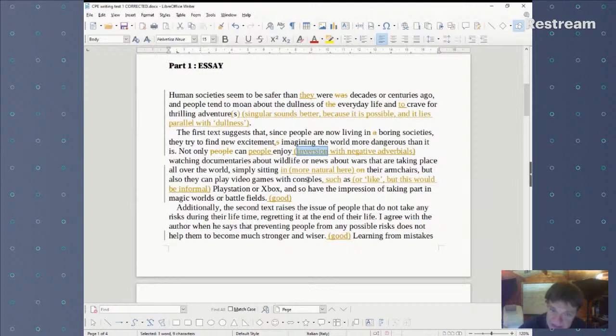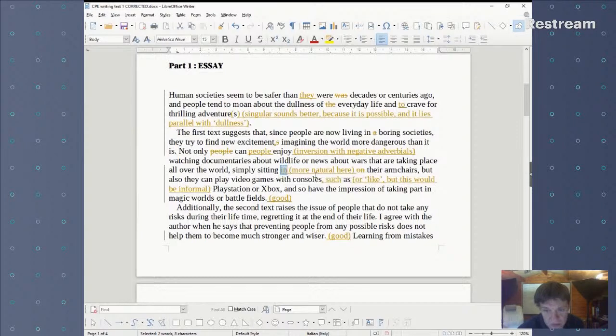Now, inversion is another thing that I recommend you include in your essays, especially at CPE level, because it shows sophistication in your mode of expression. And we, of course, want to impress in an exam like the CPE. So we've got to have not only can people, and not people can. Not only can people enjoy watching documentaries about wildlife or news about wars that are taking place all over the world, comma, participle phrase, simply sitting in their armchairs.